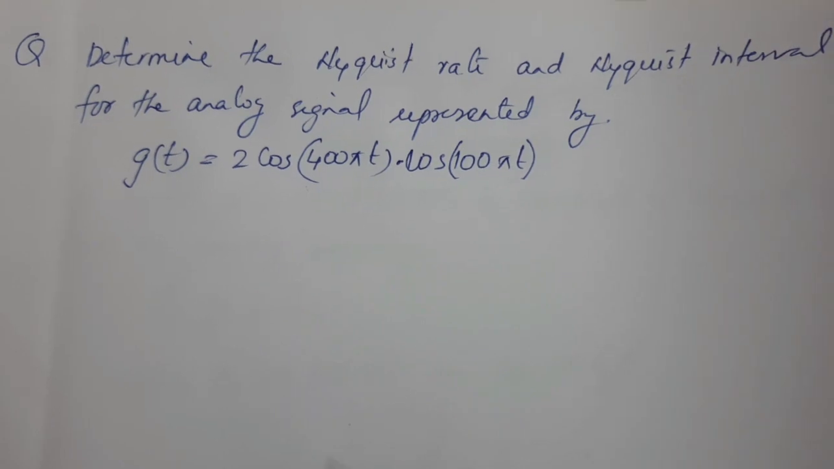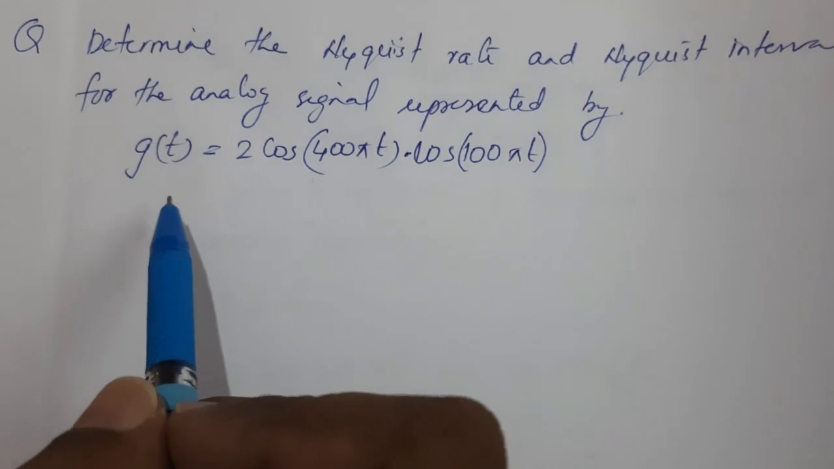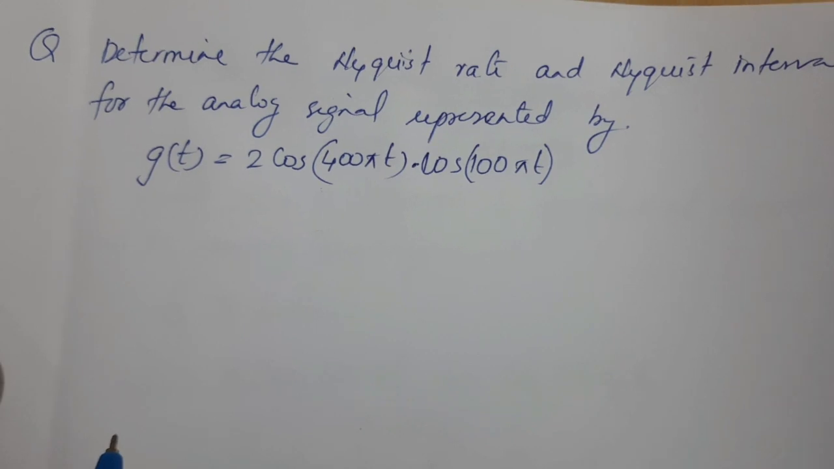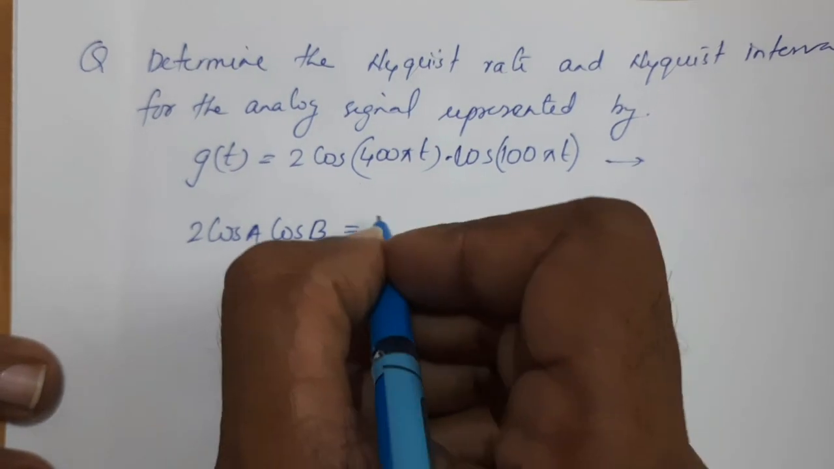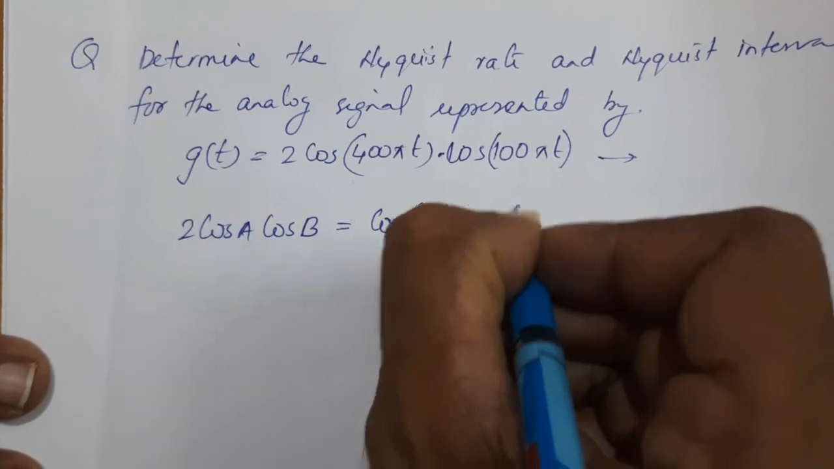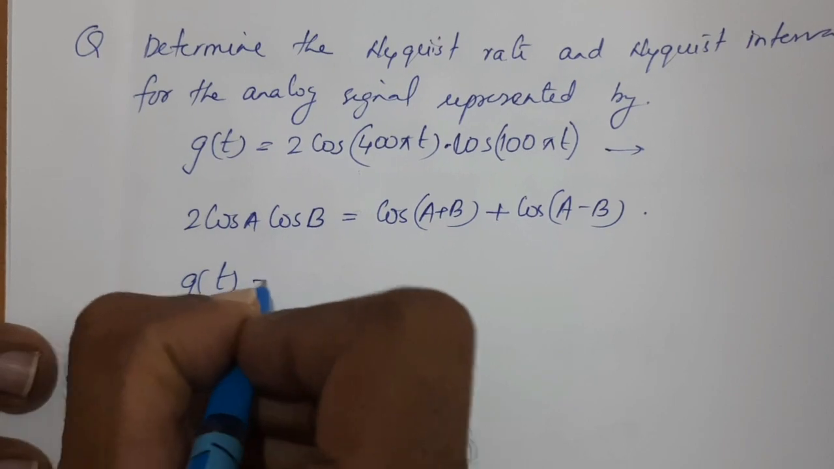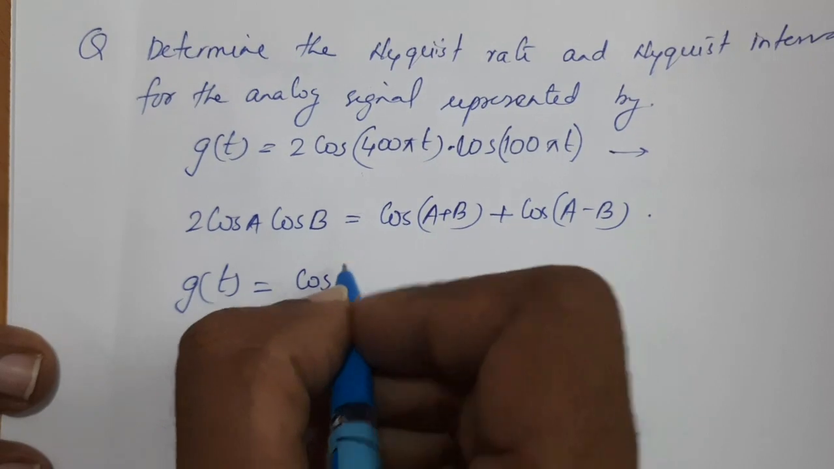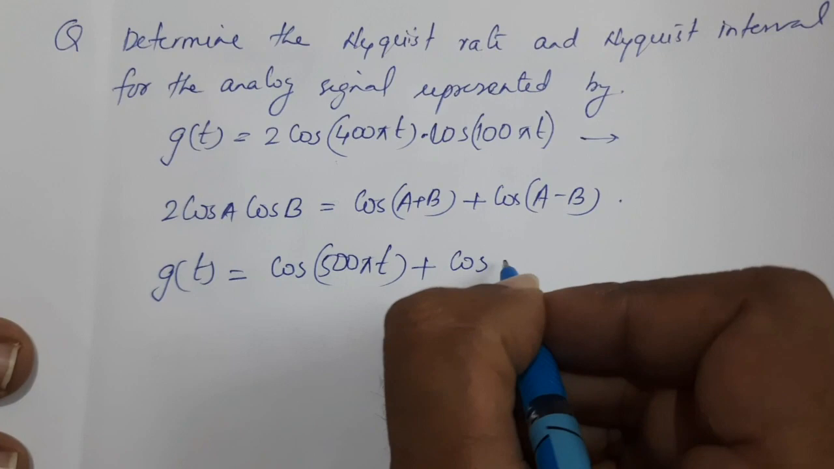So we will do one more problem. Determine the Nyquist rate and Nyquist interval for the analog signal represented by g(t) equal to 2 cos 400 pi t into cos 100 pi t. We know that 2 cos A cos B can be written as cos (A plus B) plus cos (A minus B). So similarly g(t) can be written as cos 400 plus 100, that is 500 pi t, plus cos 300 pi t.